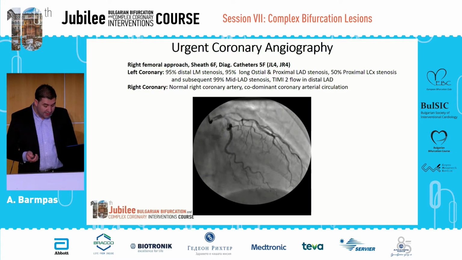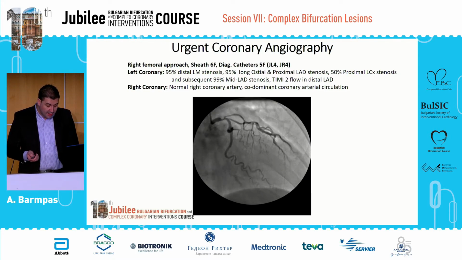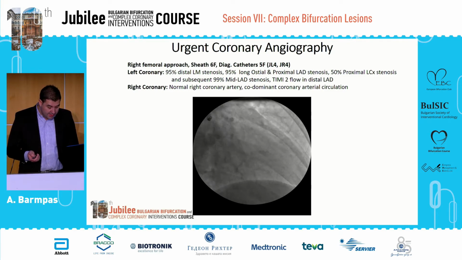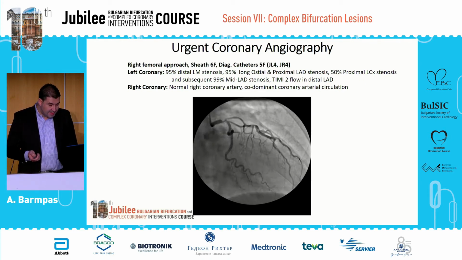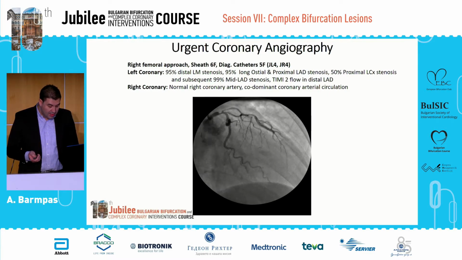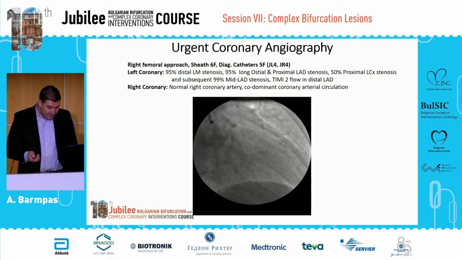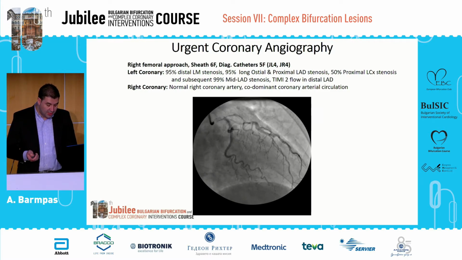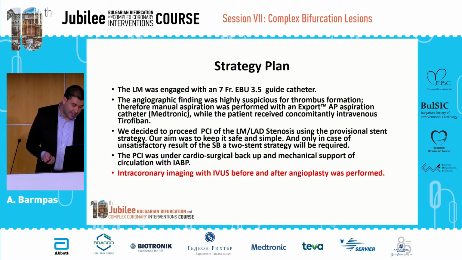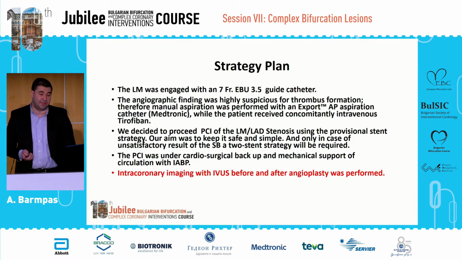Urgent coronary angiography revealed, as you can see, a distal left main lesion classified as Medina 1,1,0 with 95% distal left main stenosis and subsequent 95% ostial and proximal LAD stenosis with impaired flow in distal LAD. There was also a 50% ostial LCx stenosis. The strategy plan: left main was engaged with a 7 French EBU 3.5 guide catheter. The angiographic finding was highly suspicious for thrombus formation, therefore manual aspiration was performed with an Export AP aspiration catheter while the patient received concomitantly intravenous tirofiban.